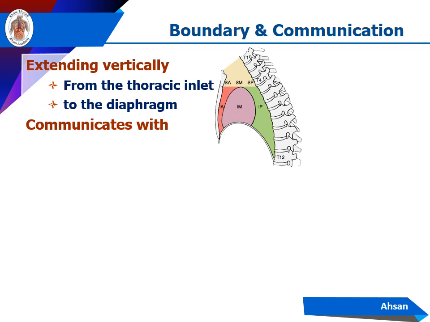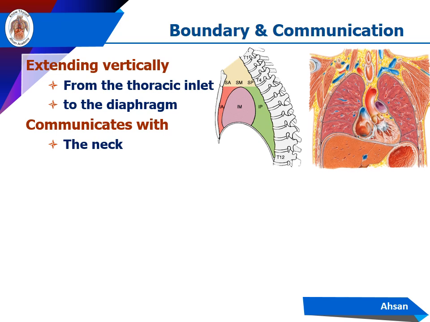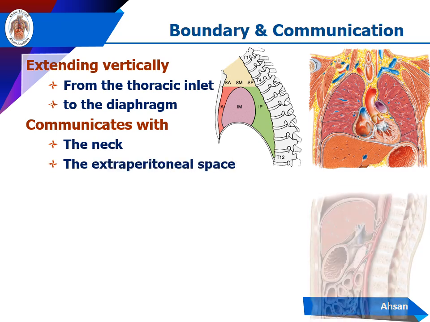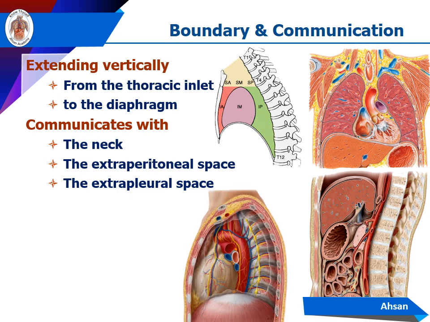This mediastinum communicates above and inferiorly. Superiorly, the structures are continuous between the neck and the mediastinum. Inferiorly, through some openings, the mediastinum is connected to the extraperitoneal space of the abdomen. It is continuous as it is outside the parietal peritoneum, so the extraperitoneal space is continuous with this mediastinum.